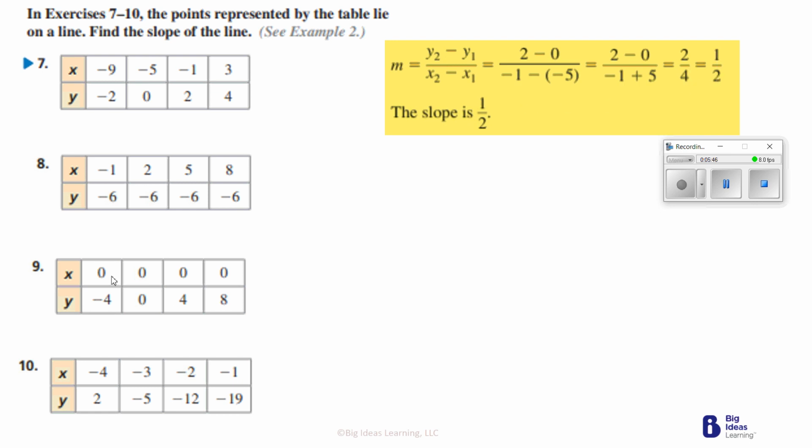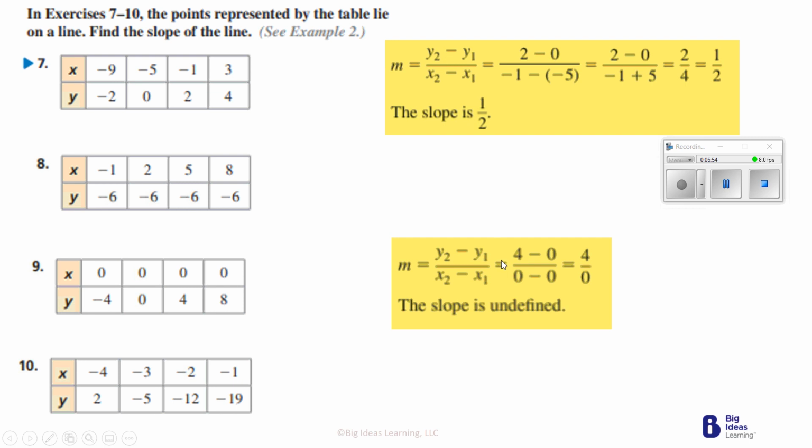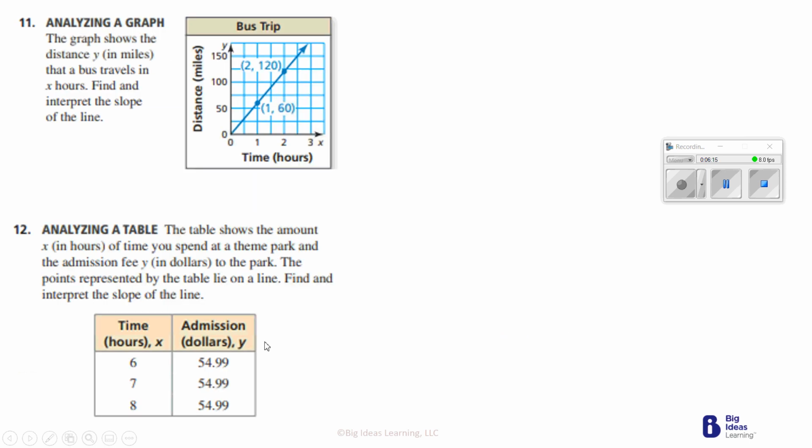Right, let's go to number 9. And this one I could take 8 minus 4, 0 minus 0. Let's see which one they did. They decided to go with 4 minus 0, and then 0 minus 0. Well, 4 minus 0 is 4. 0 minus 0 is 0. 4 divided by 0 is undefined. Remember, any number where x is 0, right, where the denominator is 0 is undefined. All right, 10 is yours to do.